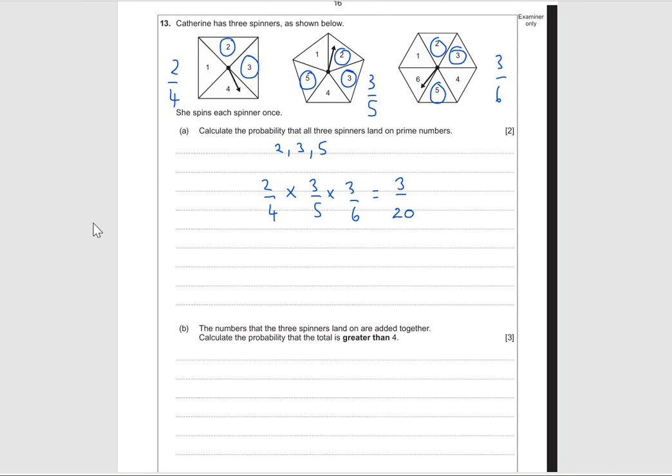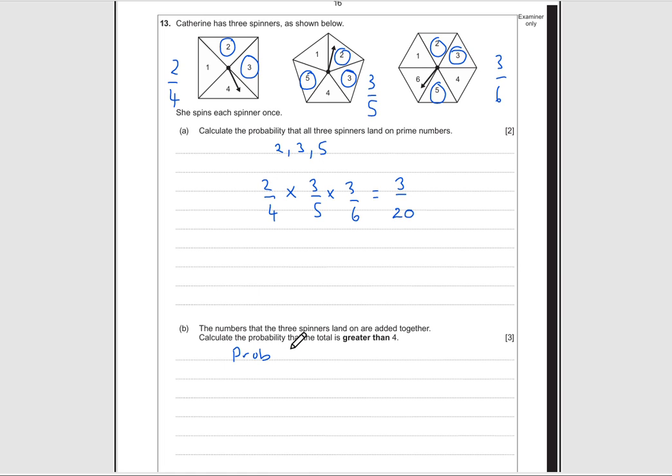The numbers that the 3 spinners land on are added together. Calculate the probability that the total is greater than 4. Okay, so just looking at these spinners, we've got numbers up to 4, 5 and 6 on them. So there's going to be a lot of options that give us scores greater than 4. It would be a lot more efficient in this case for us to work out the probability that it's less than or equal to 4.